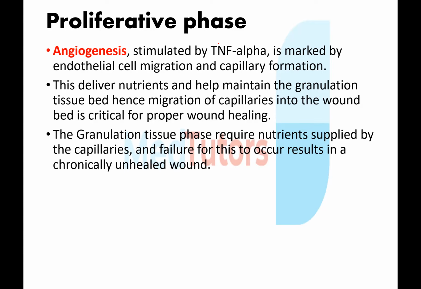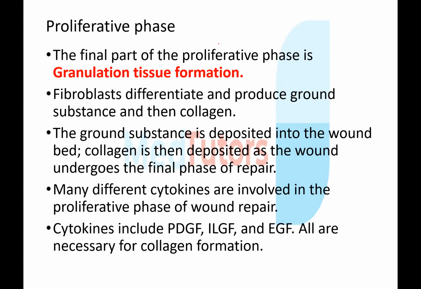You see, if there is no adequate neovascularization, there will be no adequate nutrient supply, no adequate oxygen supply to the wound, and the wound healing will be impaired. So, adequate angiogenesis is required for proper wound healing. Now, the granulation tissue phase requires nutrient supply by the capillaries, and failure for this to occur results in a chronically unhealed wound. The final part of the proliferative phase is granulation tissue formation.